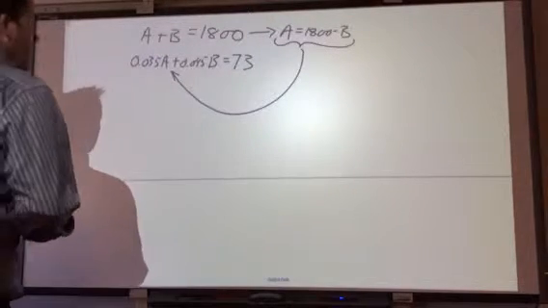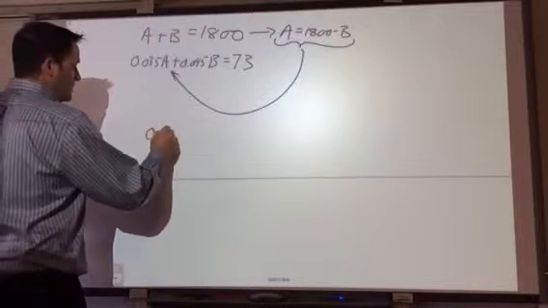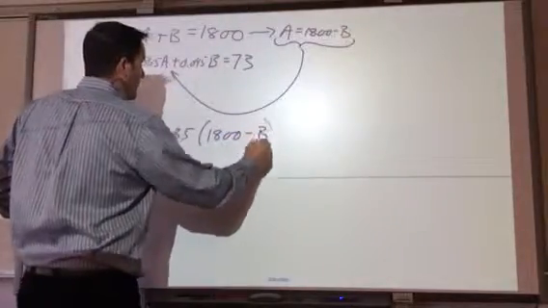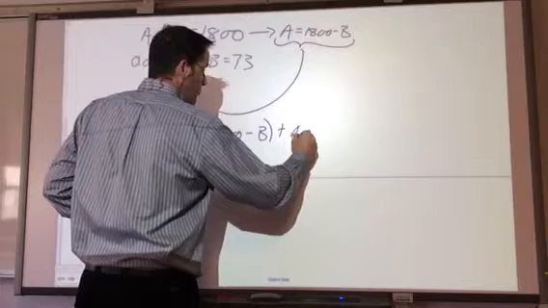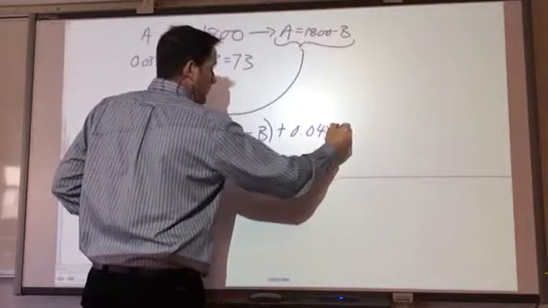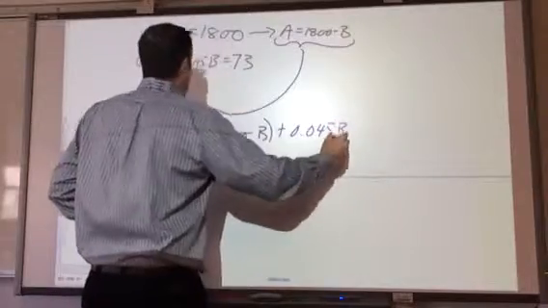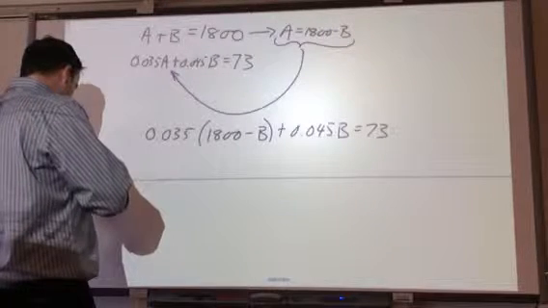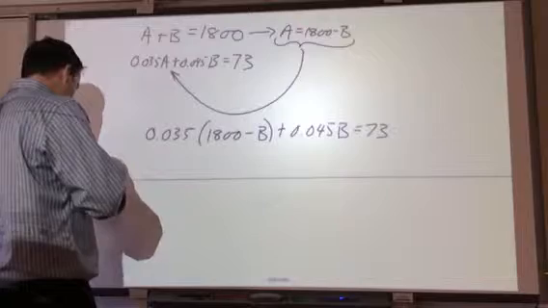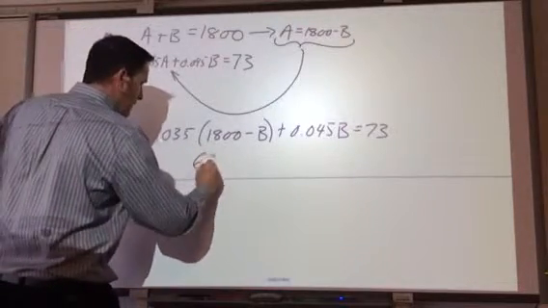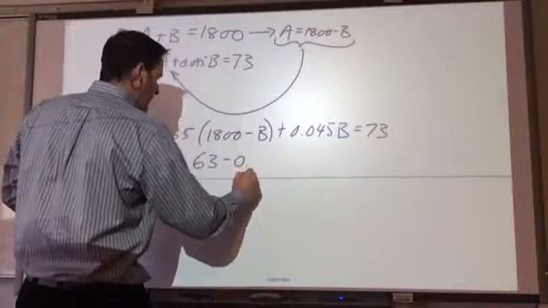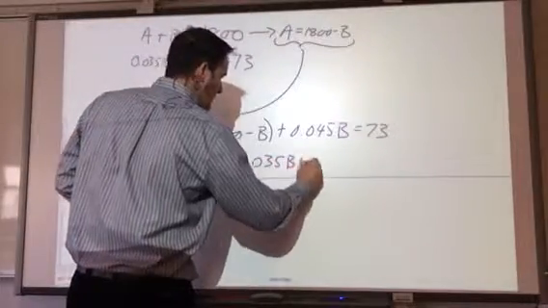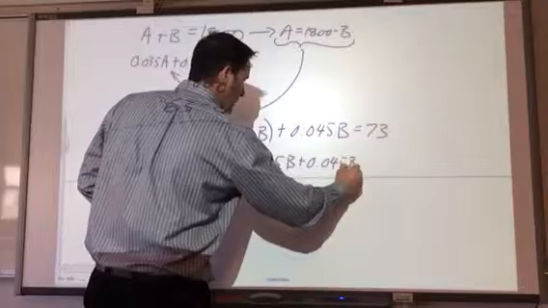Calculator, gonna need it, because what I have now is 0.035 times 1,800 minus B plus 0.045 B equals 73. Multiply this out, 1,800 times 0.035, 63 minus 0.035 B plus 0.045 B equals 73.